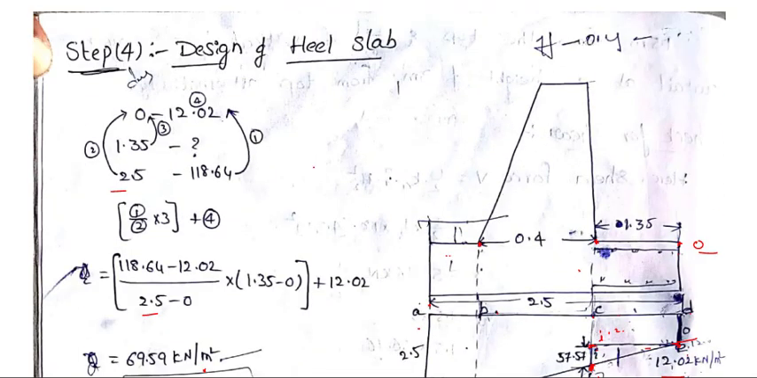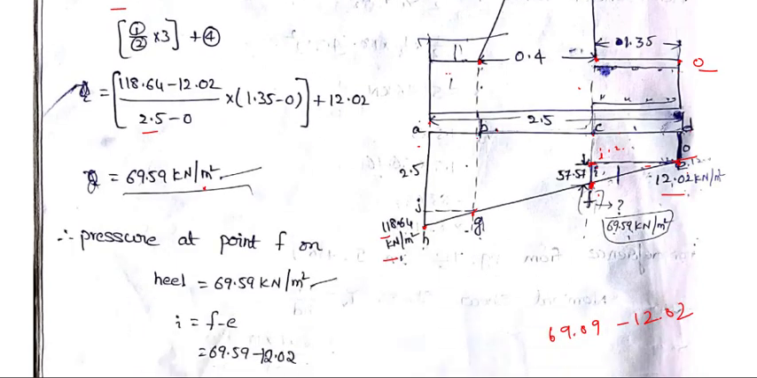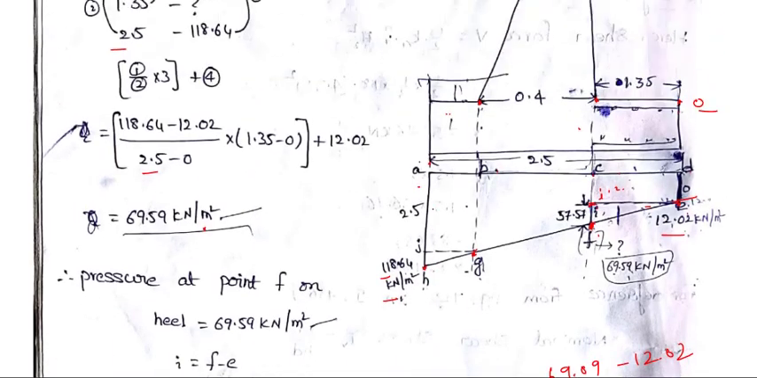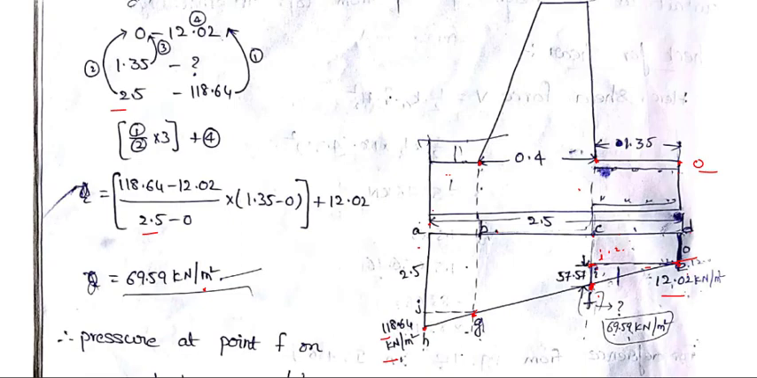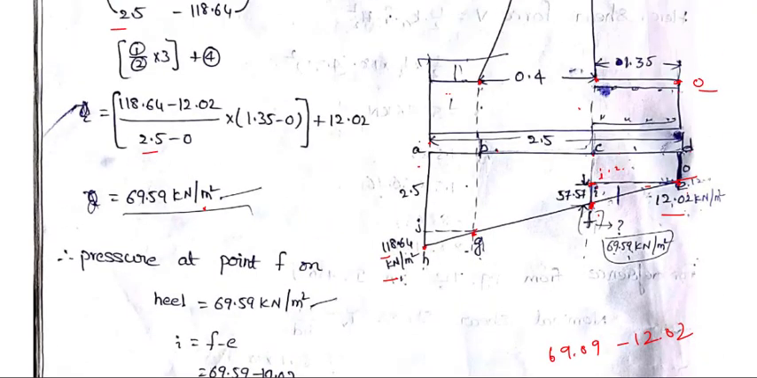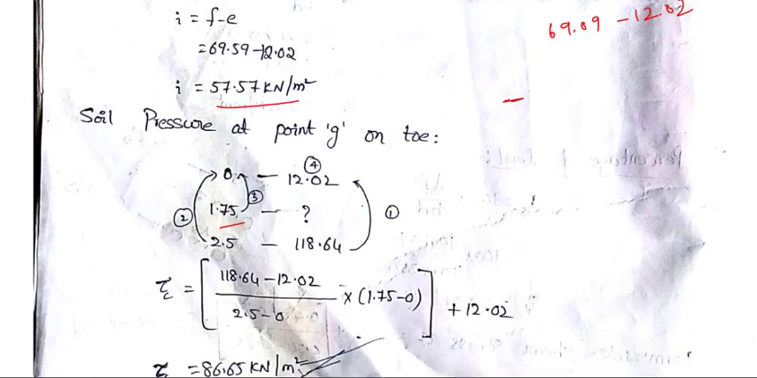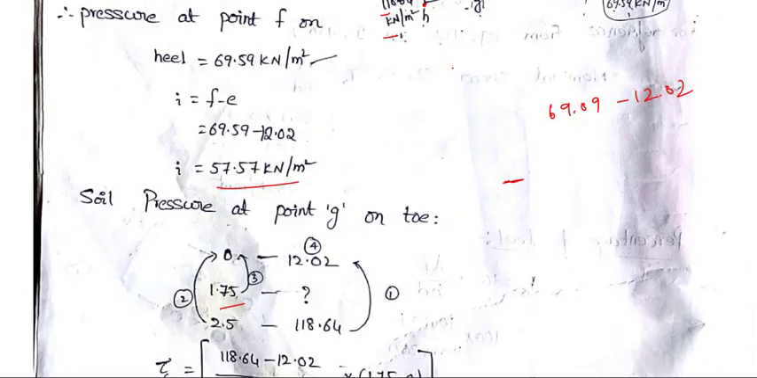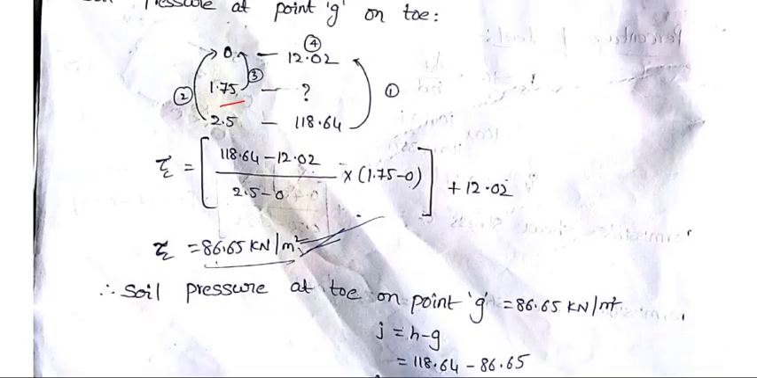Next, soil pressure at point G on toe. Now starting with the toe, at the starting point of the toe, what is the pressure? G we need to find out, and J also we need to find out. So same at 0, what is the value? Now at which distance do we need to find the pressure? You need to come from this side. Until this point the distance will be 1.35 plus 0.4, 1.75. At 1.75, what is the pressure? At 2.5, 118.64. So follow the same procedure. You need to calculate 1.75 minus 0.